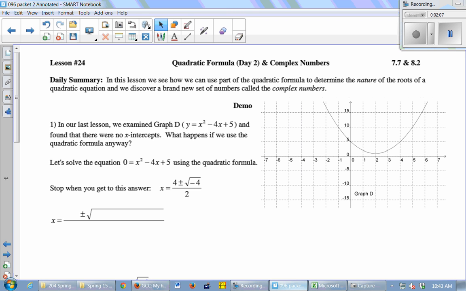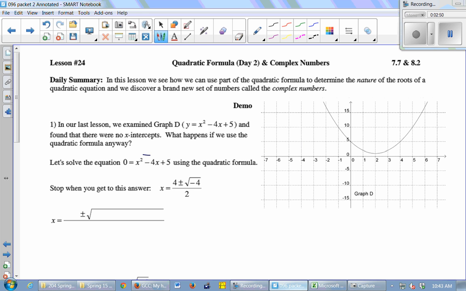In our last lesson, we looked at this graph, graph D, and its equation is y equals x squared minus 4x plus 5. It's a parabola, and you can see it has no x-intercepts. It doesn't cross the x-axis anywhere. Remember, x-intercepts are solutions where the function equals 0. If I try to solve this equaling 0, I'm not going to get a real solution, because it has no x-intercepts. I can look at this graph and say there are no real solutions. But what happens if I do it anyway?